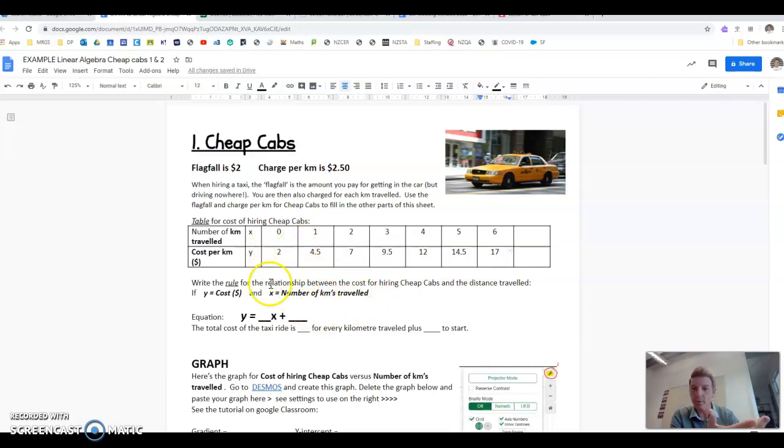So my rule is going to be y equals 2.5, because that's my gradient, that's how much I'm going up every time, plus my starting point, which was 2. So it's y equals 2.5x plus 2. So the total cost for the taxi ride will be $2.50 per kilometer traveled plus $2 to start. So it's important that we get to convert between the table, the equation, and a sentence that makes sense.